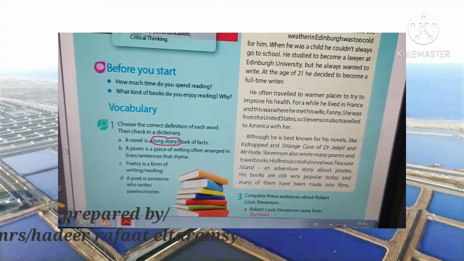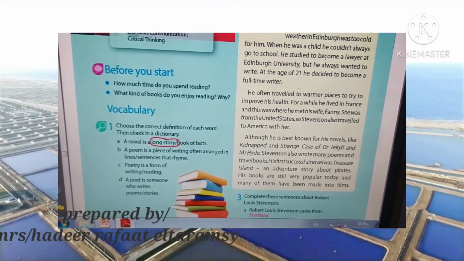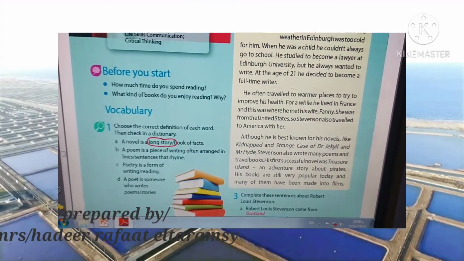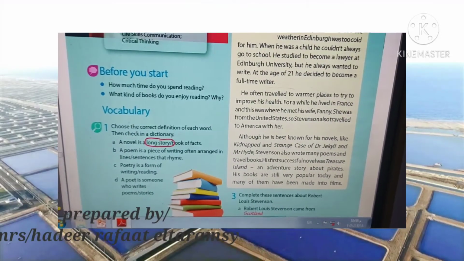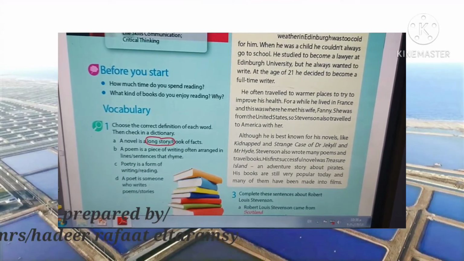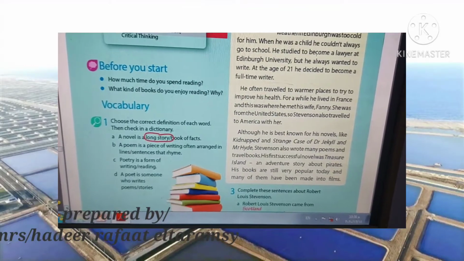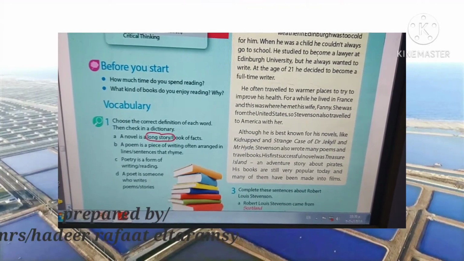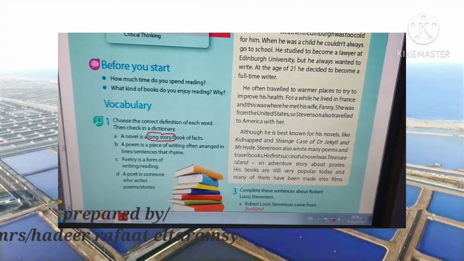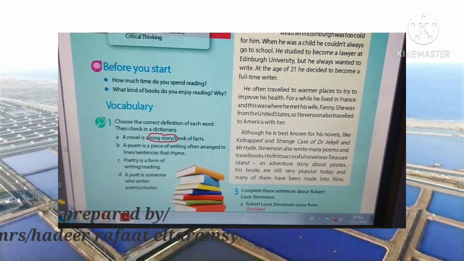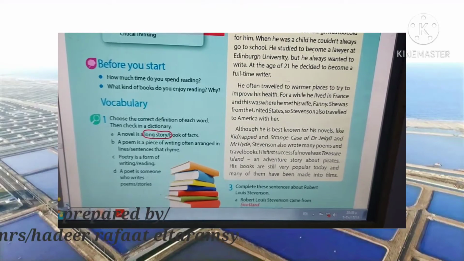It is arranged in lines. Letter C. Poetry is a form of writing or reading. What do I mean by poetry? الشعر. It is a form of writing. A poet is someone who writes. What do I mean by a poet? شاعر. Is someone who writes poems or stories? Poems.